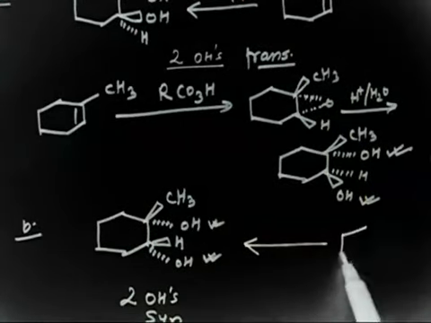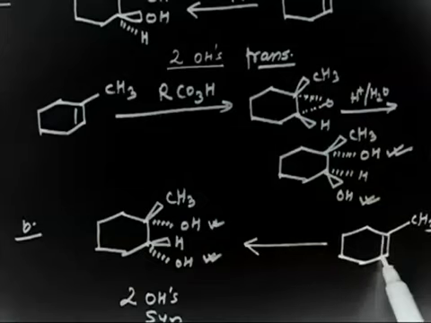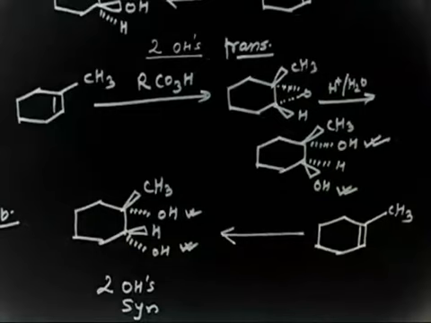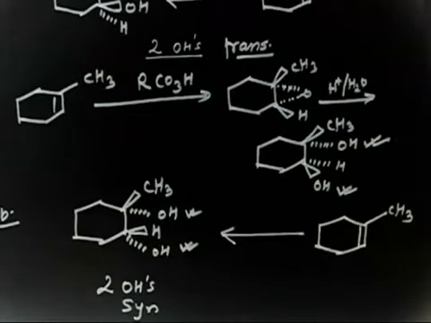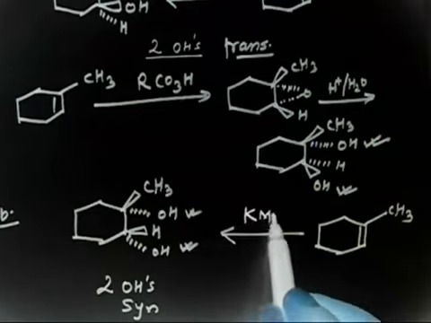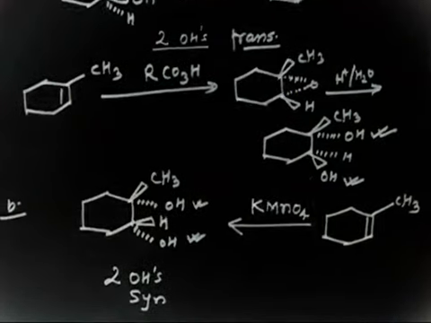Let me give you the hint from this compound. How will you prepare this compound from this compound? Now you have to add two OH groups in a syn way. What is the reagent? Everybody knows. Yeah, KMnO4. You can use KMnO4 or osmium tetroxide, OsO4. So let us use KMnO4. If you use KMnO4, we'll get the desired product.